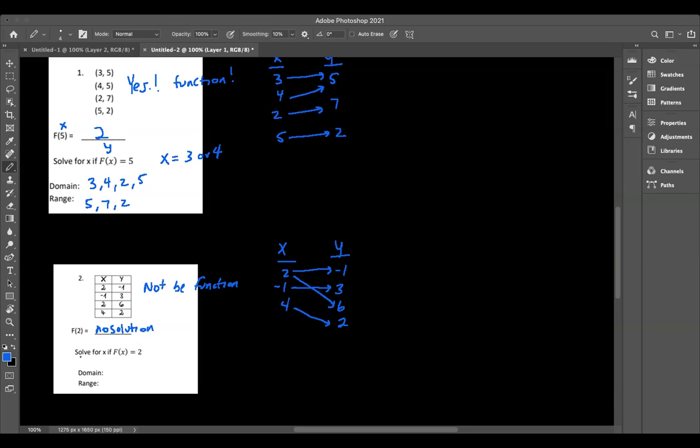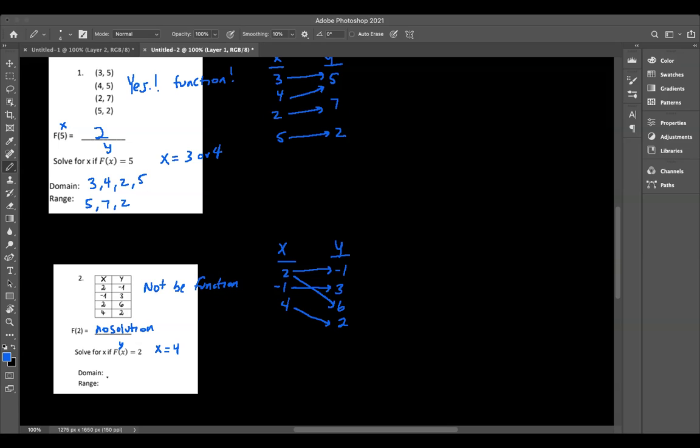So solve for x if f of x is equal to 2. f of x means y. So y is 2. What's the map value of y is 2? What is that going to equal? Well, x will equal 4. And that would be the answer to that. So again, that's how it works. Not a function, and then you look at the value that's been given to you. Does that map to anywhere else? If it maps to 2 different places, it's not a solution.